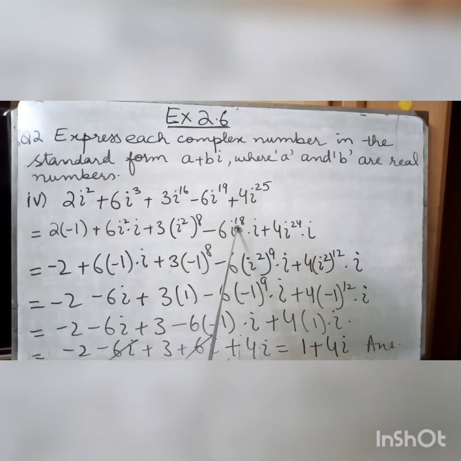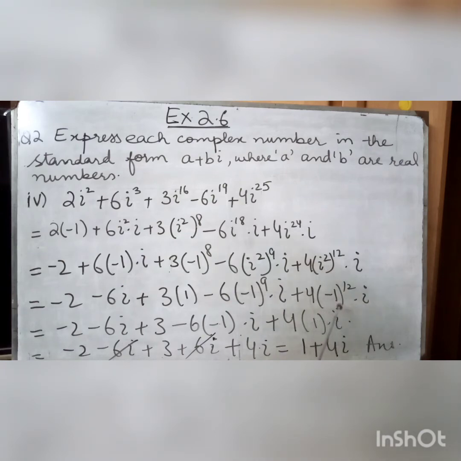We split further this exponent, that is iota square with exponent 9 into iota. Iota raised to power 24 can be written in this form, iota square with exponent 12 into iota. So this iota square becomes minus 1, this iota square becomes minus 1, this iota square becomes minus 1.